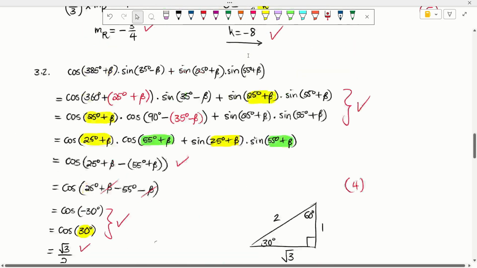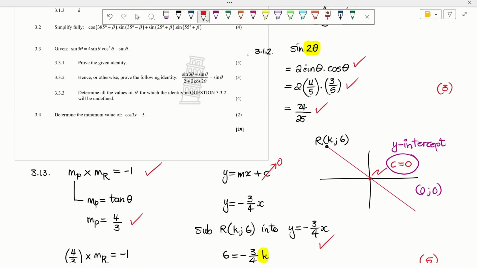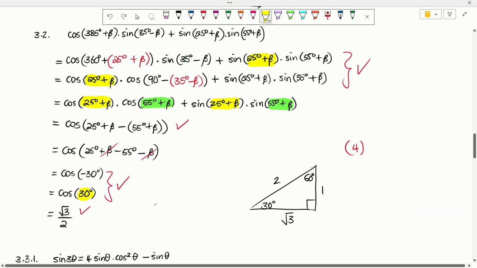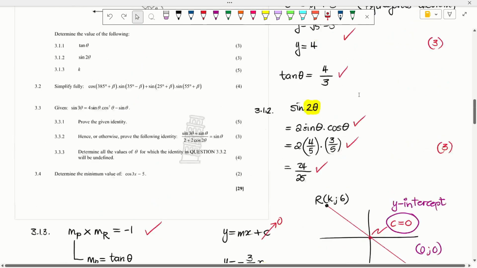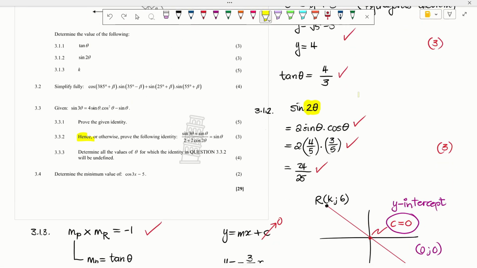Okay, then let's move on to 3.3.2. Hence or otherwise, prove the following identity. The key words for you are "hence or otherwise." Whenever you see the words "hence or otherwise," it means you should probably use the answer that you just found to help you solve the question that follows.